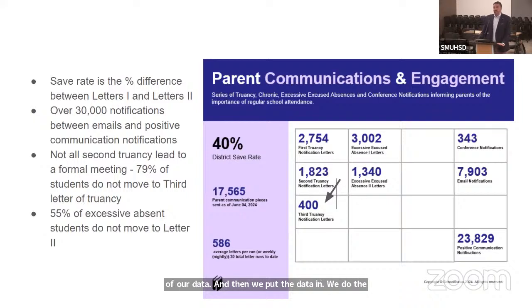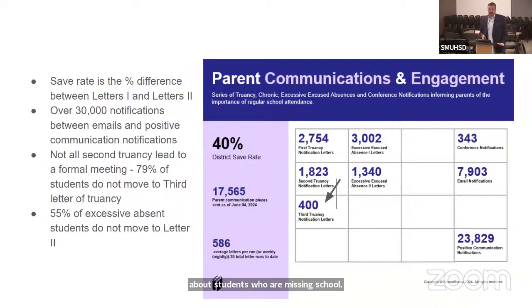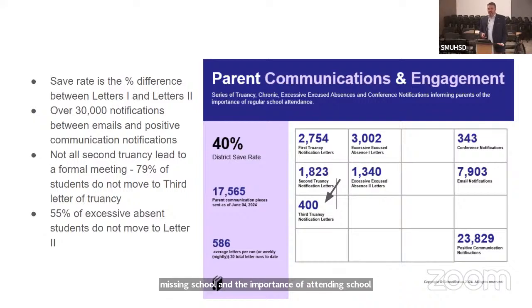So here's just information about how much we are communicating with our families at an exceedingly high level about students who are missing school: letter writing, communication via text and email. In addition, over 30,000 notifications have gone out to our families about their students missing school and the importance of attending school. You can see that 79% of students do not move to the third letter of truancy. So almost 80% of the students do not progress.